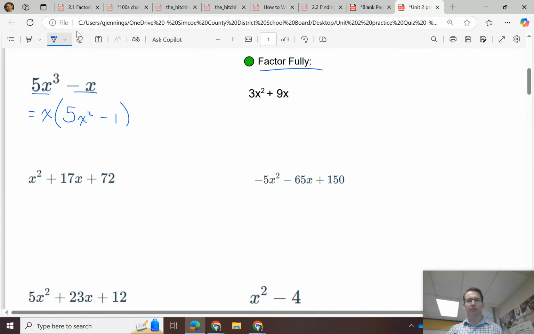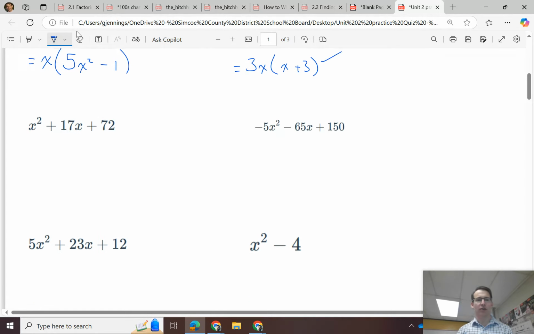Now over here, we got even more common factors. We have 3 and x as our common factors. 3x times x would be 3x squared, and 3x times 3 would be 9x. So that's done, fully factored.